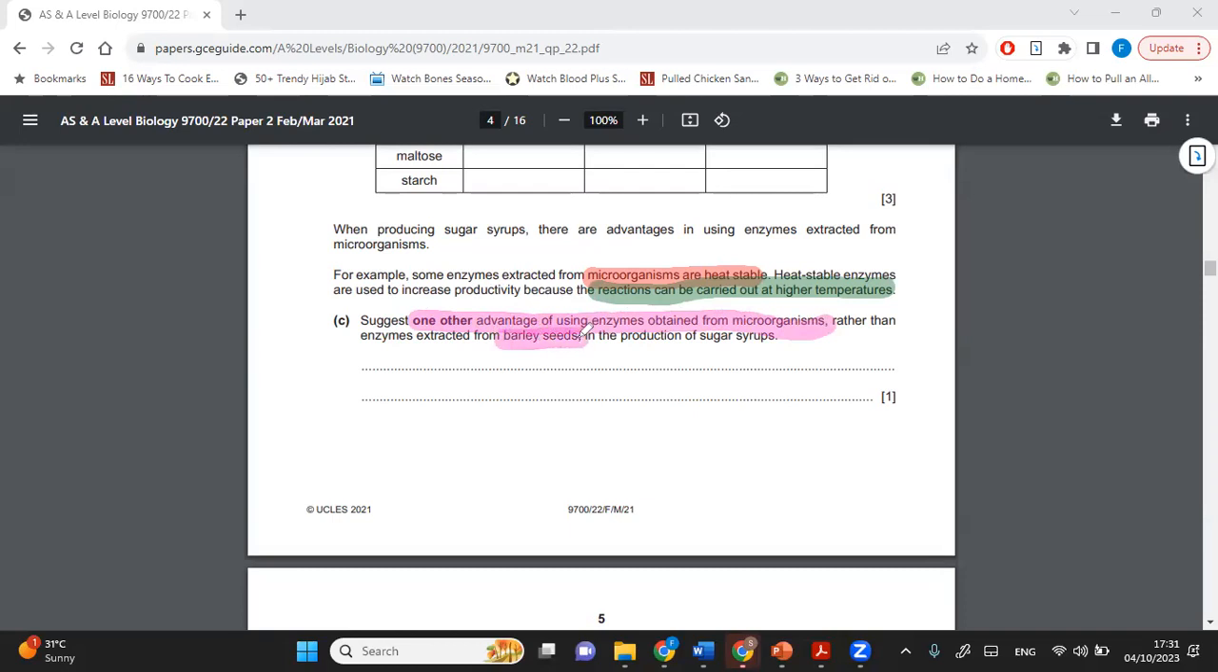What do you guys think? Can you think of any reason why it's better to go for an enzyme that we get from a microorganism as compared to getting it from a seed? Take your time, think about it. What could be the possible advantage of using enzymes from a microorganism compared to a seed?